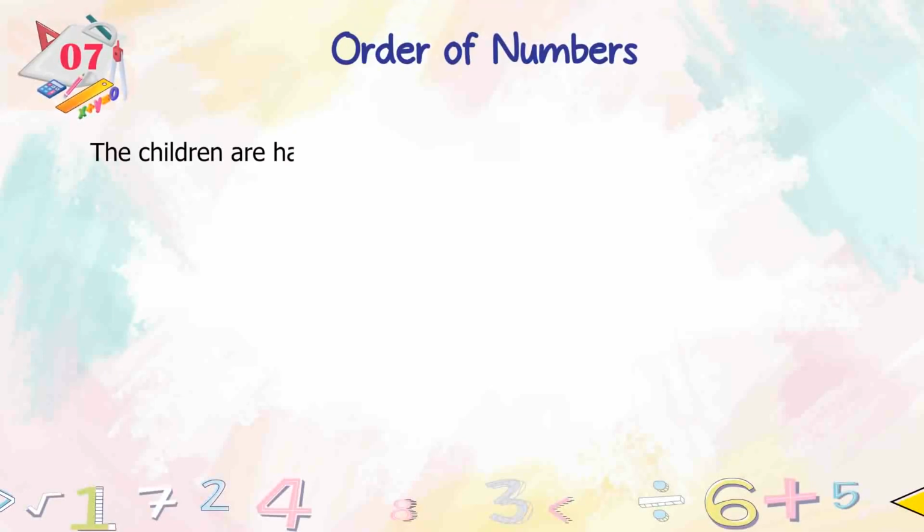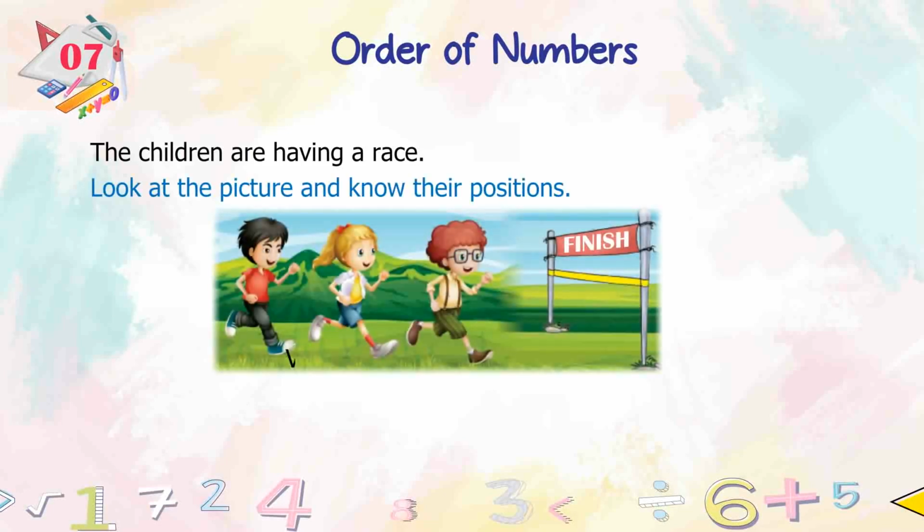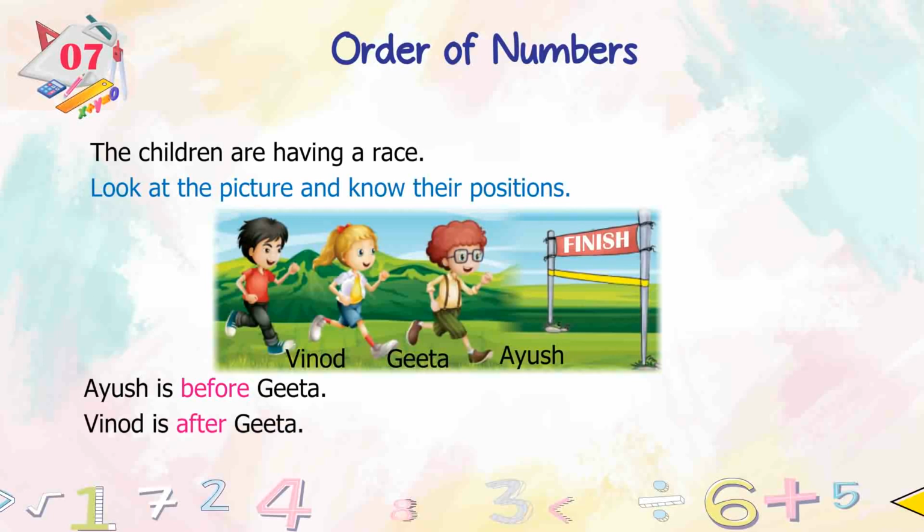Chapter 7. Order of numbers. The children are having a race. Look at the picture and know their positions. Vinod, Geeta, Ayush. Ayush is before Geeta. Vinod is after Geeta. Geeta is in between Ayush and Vinod.